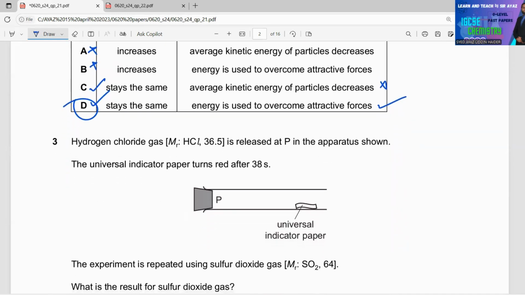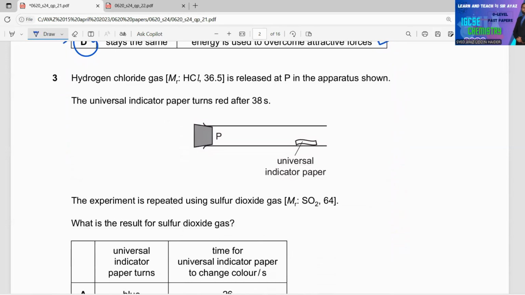Move to the next question, which is number 3. Hydrogen chloride gas, Mr of HCl 36.5, is released at P in the apparatus shown. The universal indicator paper turns red after 38 seconds. Here's the apparatus shown. You can see P here, and there's universal indicator paper. The experiment is repeated using sulfur dioxide gas. Sulfur dioxide gas is SO2. Mr of SO2 is also given. It's 64. What is the result for sulfur dioxide gas?